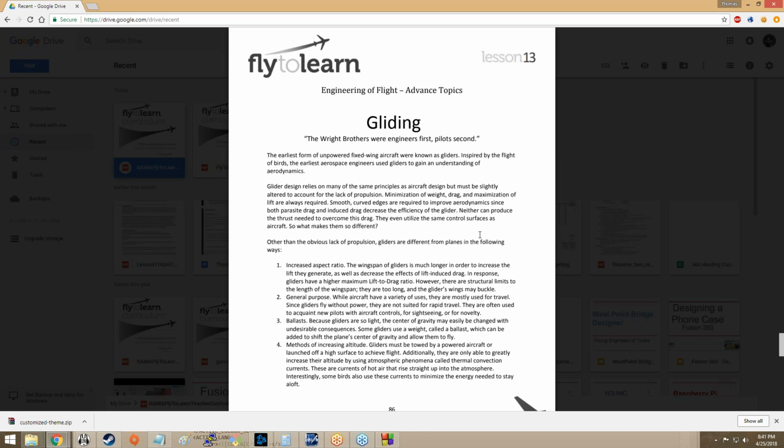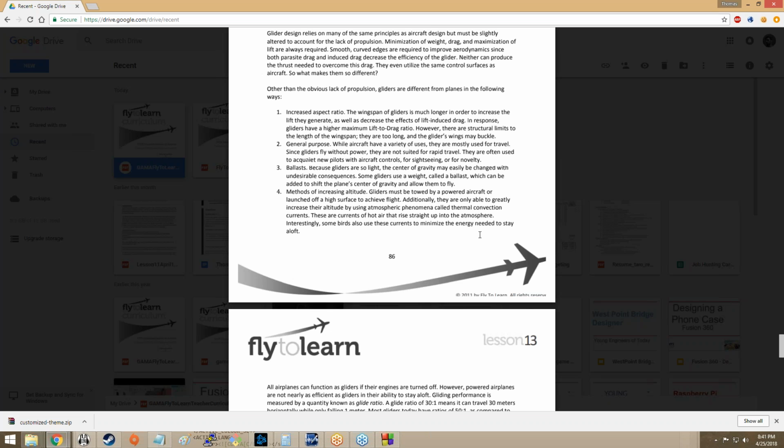And then you've got methods of increasing altitude. Gliders must be towed by a powered aircraft or launched off a high surface to achieve flight. Additionally, they are only able to greatly increase their altitude by using atmospheric phenomena known as thermal convection currents. These are currents of hot air that rise straight up into the atmosphere. These are actually the same things that birds use in order to minimize the energy needed to stay aloft. So you hit one of these and you get pushed upwards, you get a greater altitude, and then you can fly a little bit longer.